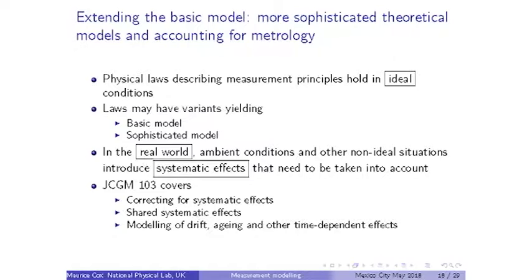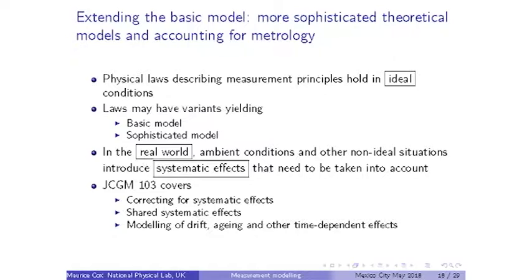Physical laws describing the measurement principle hold in ideal conditions. And laws may have variance. We might have a basic model, we might have a sophisticated model. In the real world, and as metrologists we're concerned with the real world, we must take account of ambient conditions and other non-ideal situations. These situations introduce systematic effects that need to be taken into account.